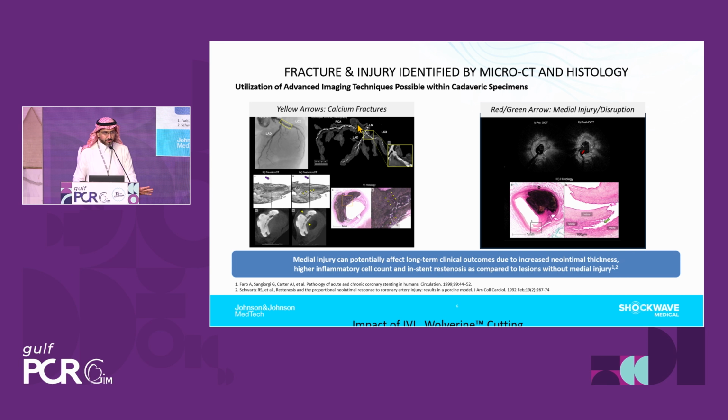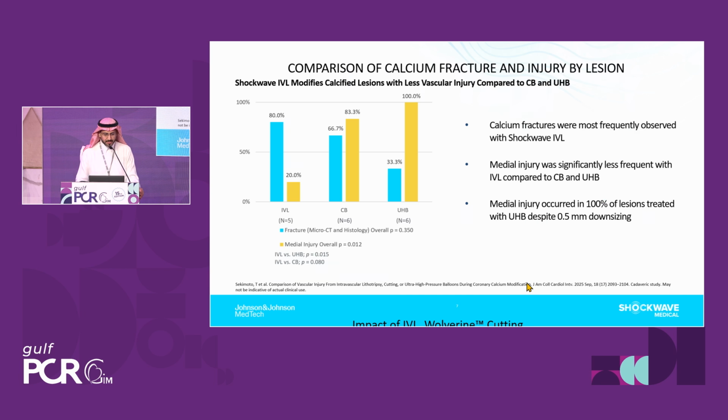So the calcium fracture is one finding. Second is the medial injury or disruption. The medial injury can potentially affect long-term clinical outcome due to the increased neointimal thickness, higher inflammatory cell count, and in-stent restenosis as compared to lesions without medial injury. That does make sense. The atheroma and the atherosclerosis happen because of the inflammation to start with, and the calcification is a healing process. And the calcium fracture was most frequently observed with the Shockwave IVL.